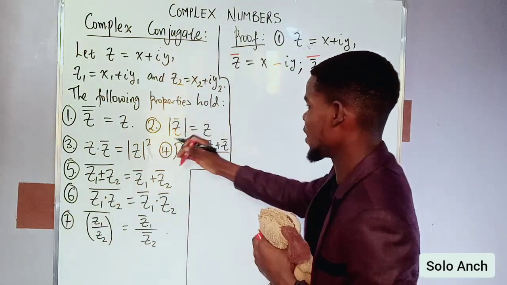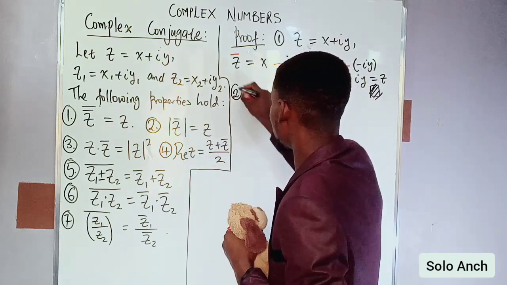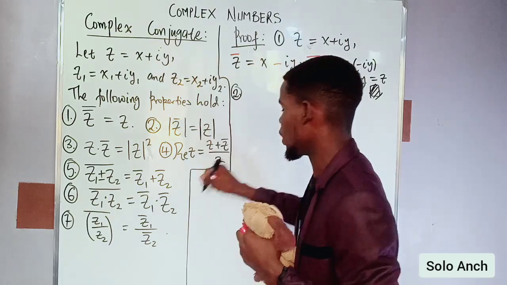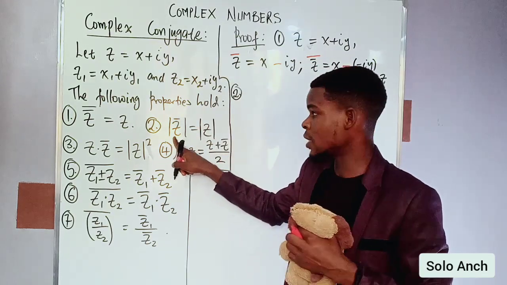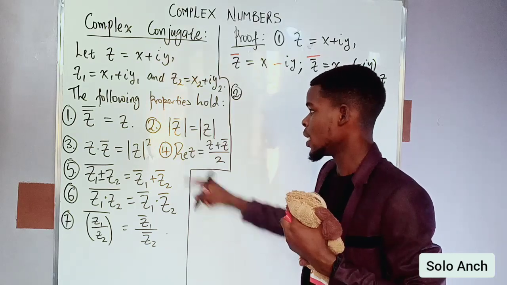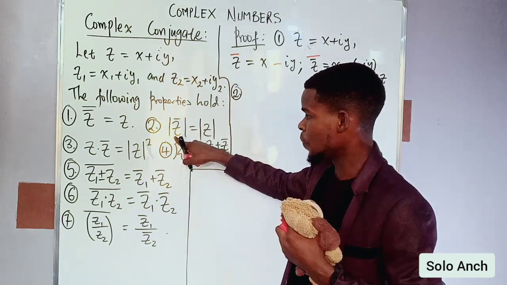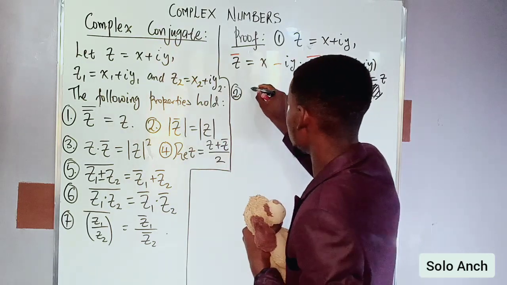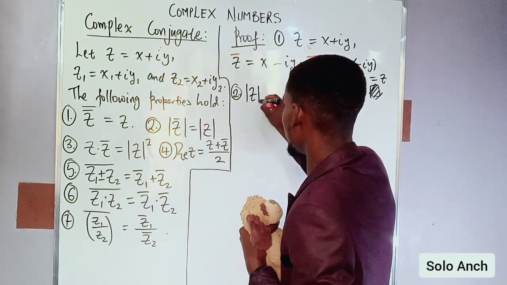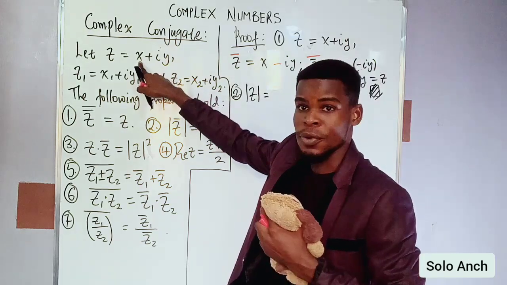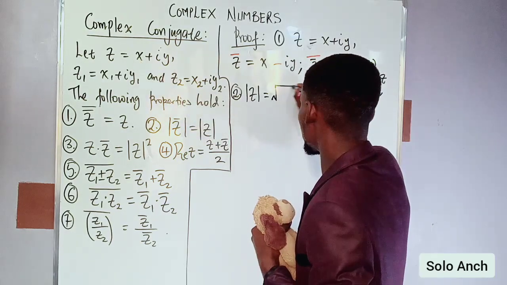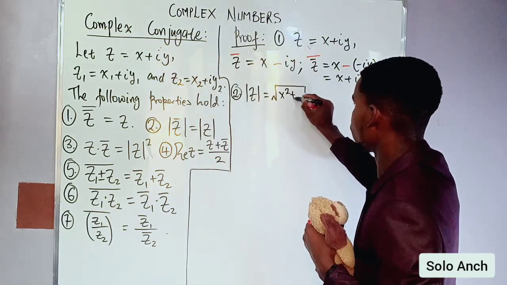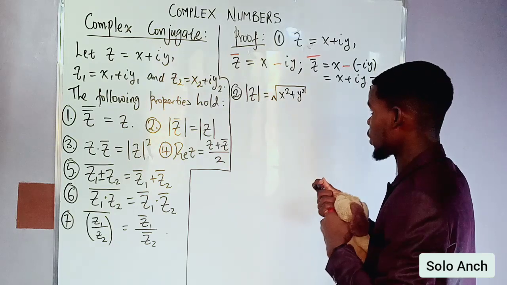Okay, great. So let's look at the second one real quick. For the second property, we have to show that the modulus of a complex number z, which we already talked about, is the same thing as the modulus of its conjugate. Given a complex number z, the modulus, from the definition, is the square root of x squared plus y squared. That is the square root of the sum of the squares of the two parts.